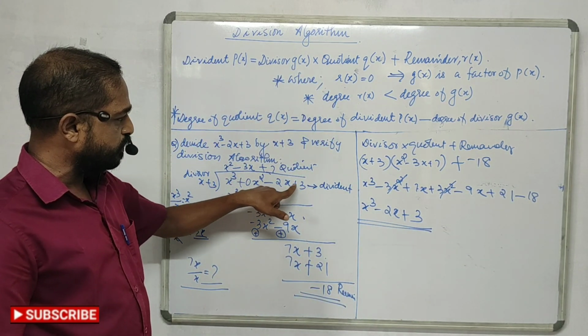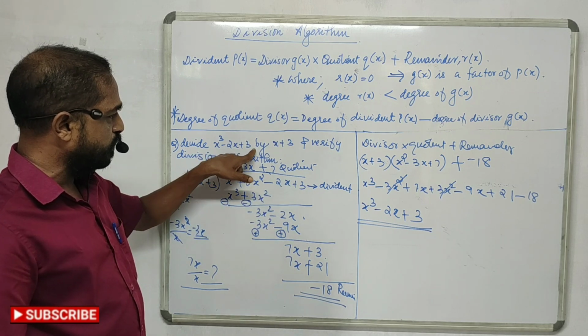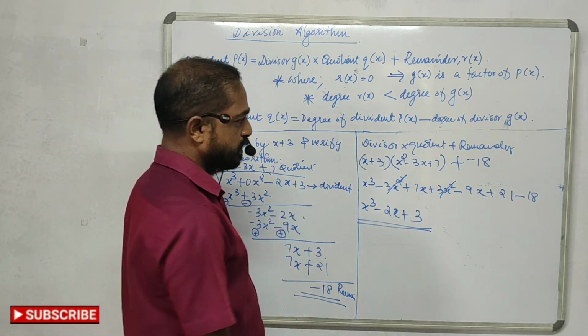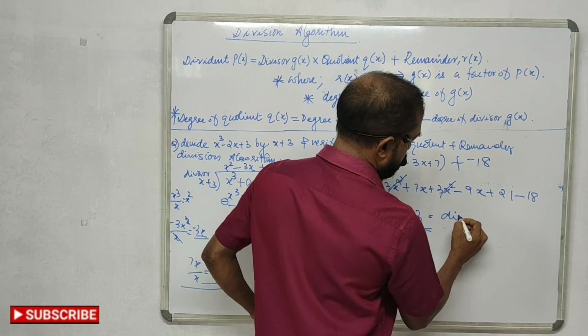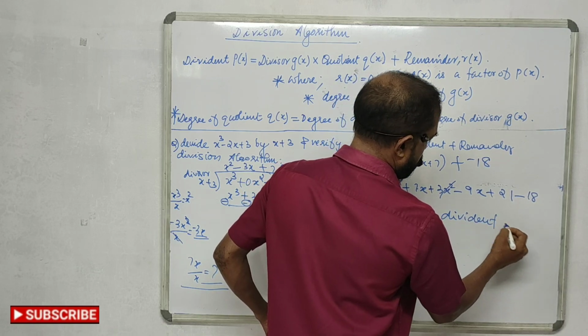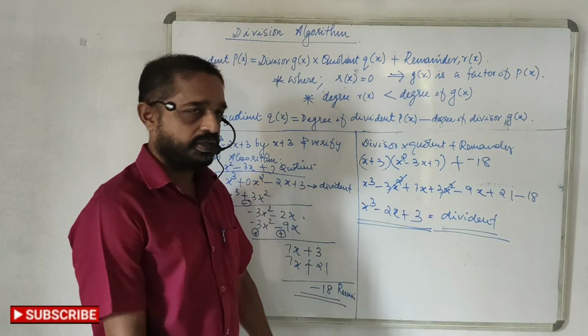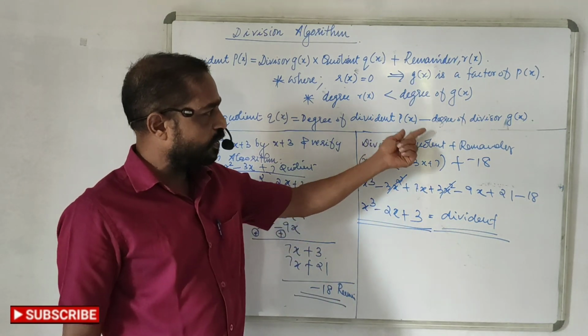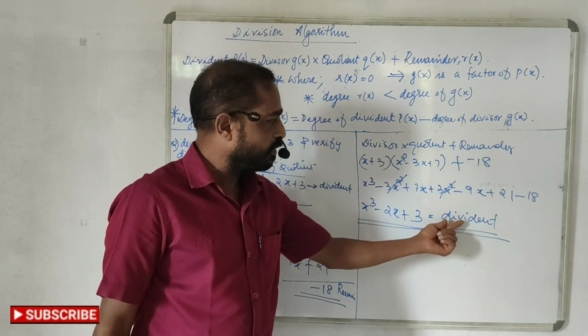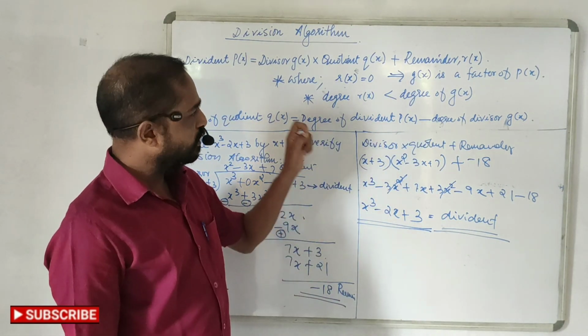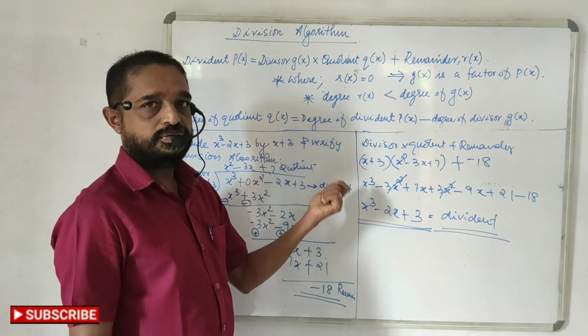x cube minus 2x plus 3 is the dividend. So this is equal to the dividend. Hence the verification: divisor into quotient plus remainder is equal to the dividend. Now the division algorithm is verified.